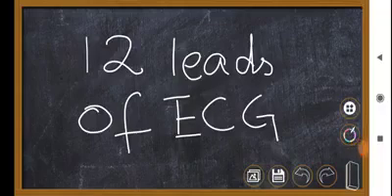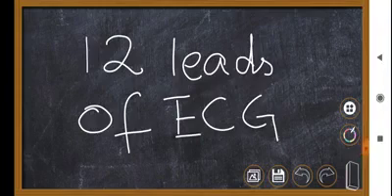Bismillahirrahmanirrahim. This video is about the 12 leads of ECG and why 12 leads are needed to conduct an electrocardiogram. You can consider every lead as a different camera or an eye placed at a different position of the body to view the heart from different angles, to define different electrical changes occurring at different surfaces of the heart.